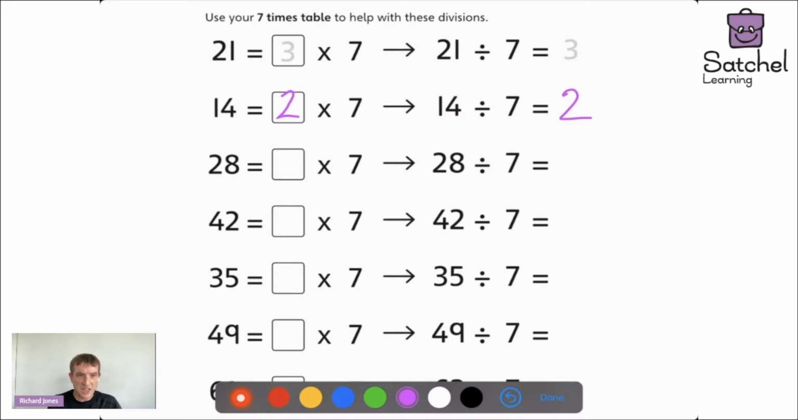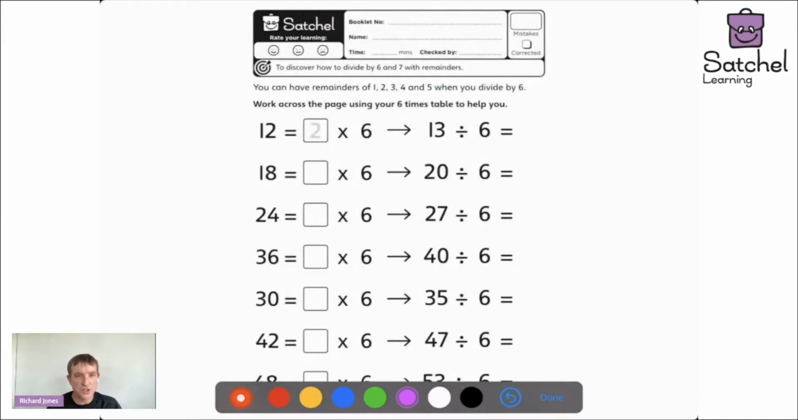And so 28, they should be thinking, what do I times 7 by to make 28? They should hopefully know it's 4. So 28 divided by 7 is 4. Once they can do that without remainders, they move on to doing divisions with remainders. And this is where the times tables become really critical.